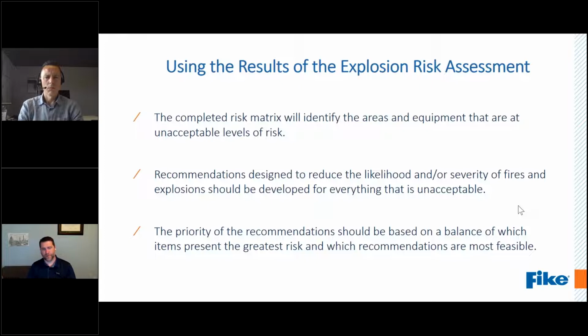Then coming up with your priority of recommendations, it should be based on a balance of which items present the greatest risk and which recommendations are most feasible. No company has unlimited money and resources, so you can't do everything immediately at once. So you do need to come up with an action plan that's going to tell you where you're going to implement these things, when you're going to do it, who's responsible for it, things like that.